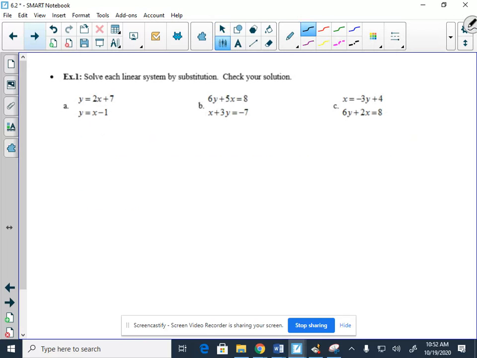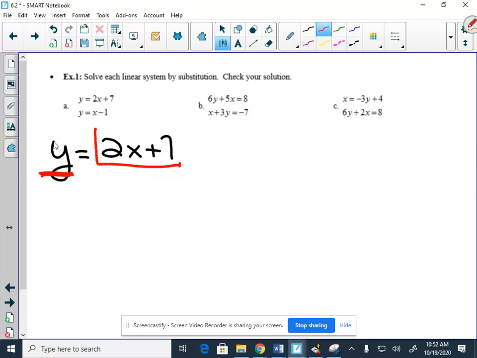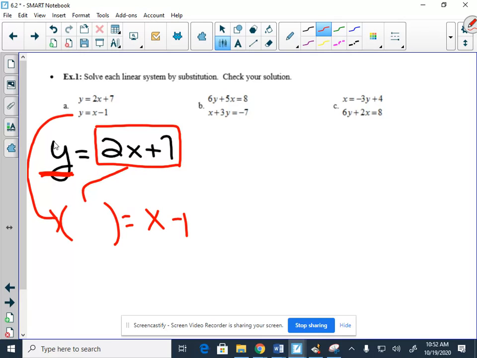Notice in part A we have 2 equations. We have y equals 2x plus 7, and that one, we have that solved for y. The other equation is y equals x minus 1. And you might say, why did you put in parentheses and not write y? Because in that other equation, I'm going to take that 2x plus 7 because that equals y, and I'm going to do what we call substitution. I'm going to substitute 2x plus 7 in for y because 2x plus 7 is y.